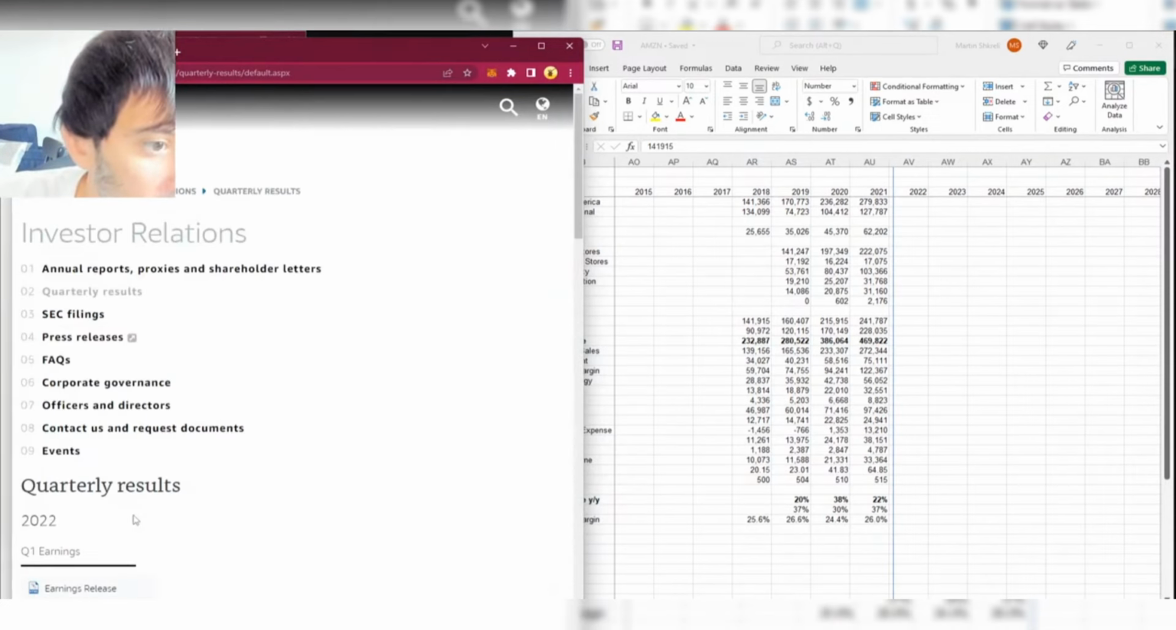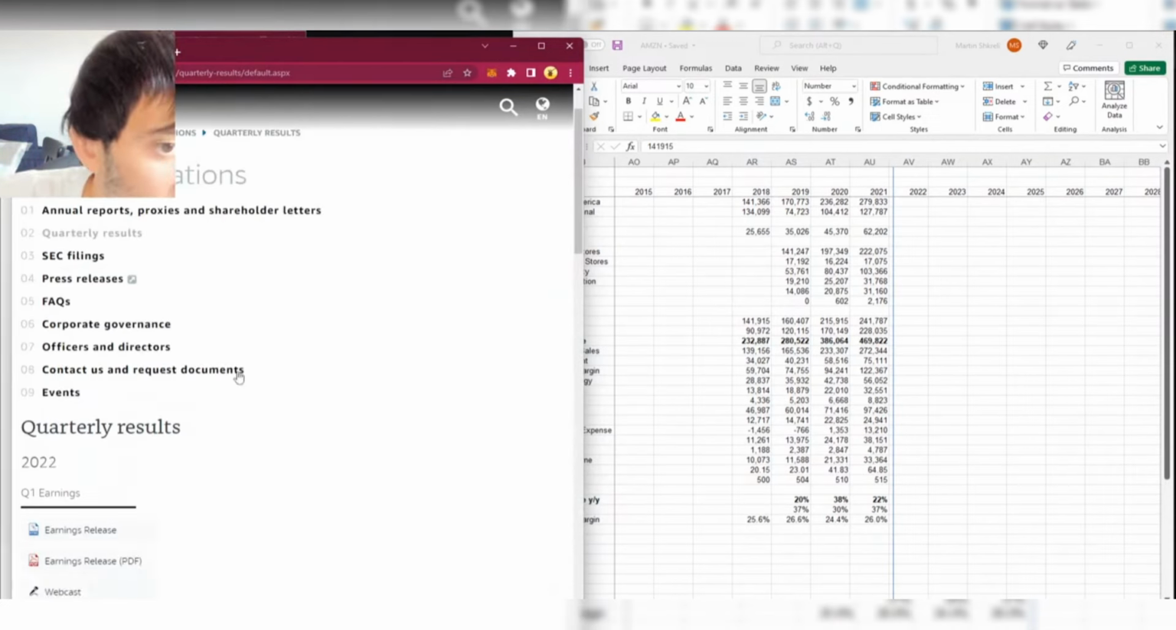Amazon has only got till 2018. I need older than that. I have to go to the 10K probably.